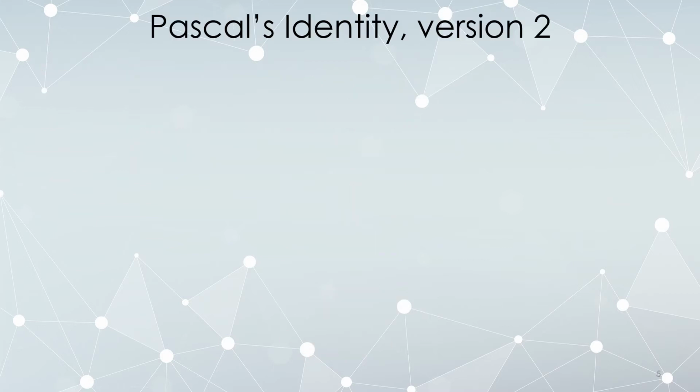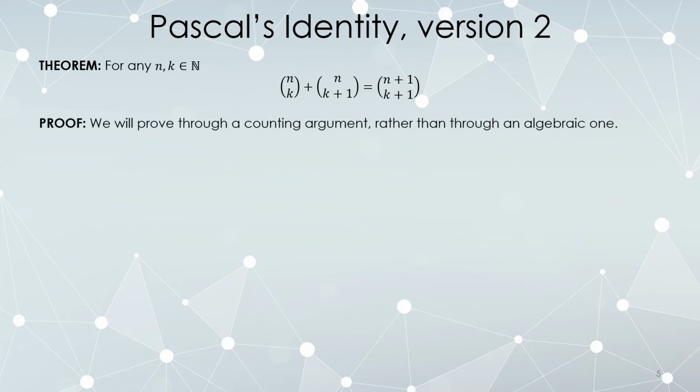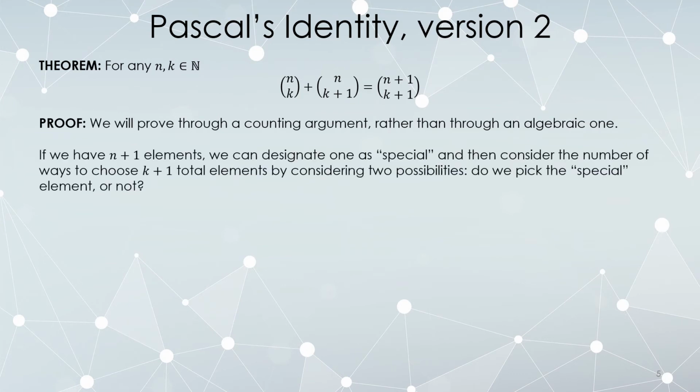There's another version of Pascal's identity that's worth taking a look at. For any n and k, here we have it, n choose k plus n choose k plus 1 equals n plus 1 choose k plus 1. We've already established this. But we're going to do this using a counting argument rather than that purely algebraic one. Suppose you have n plus 1 elements. Okay, so out of n plus 1 elements, we're going to eventually choose k plus 1. One of them we're going to designate as special. If I'm supposed to choose k plus 1 elements out of n plus 1, there are two distinct possibilities. Maybe I picked the special element, and maybe I didn't.